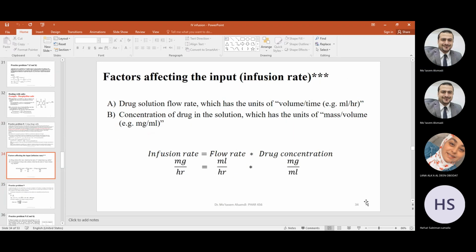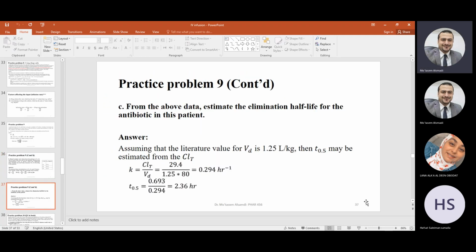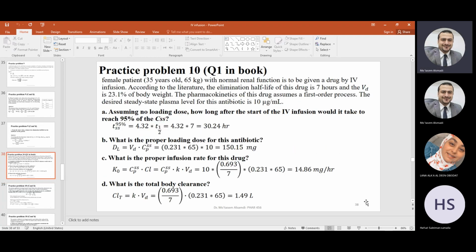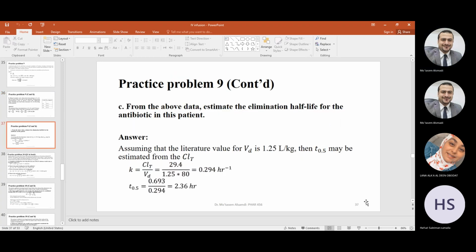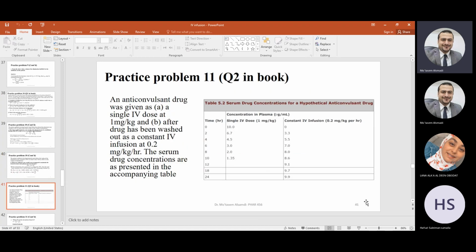Now, let's go to example number 11. Example number 10 is something that you can read by yourself because it repeats what we have covered in the previous examples. So example number 10 is a self-reading. Now let's go to example number 11.